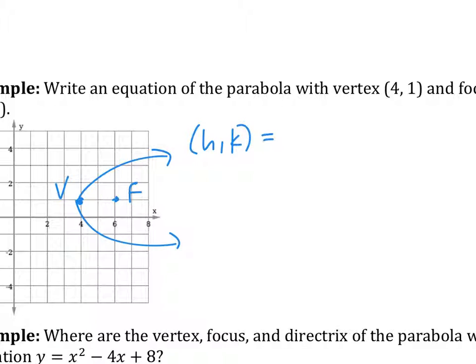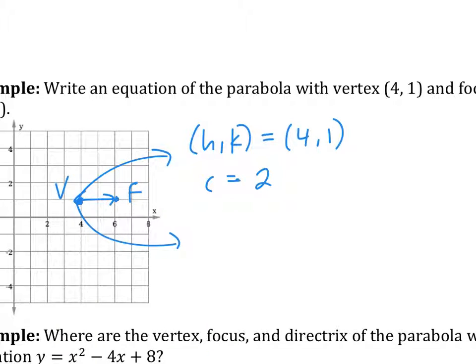H, K is equal to what? (4, 1), because that's the vertex. How long is C? 2. Remember, C is the distance between the vertex and focus.